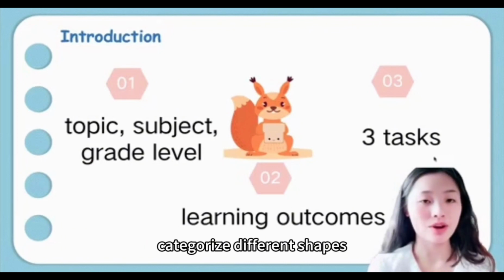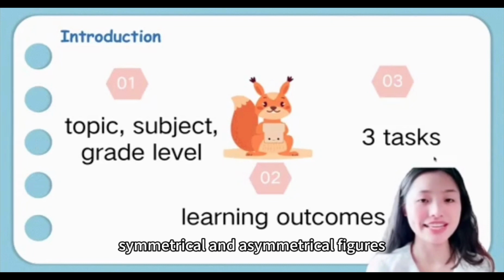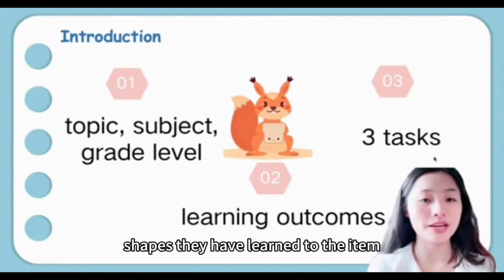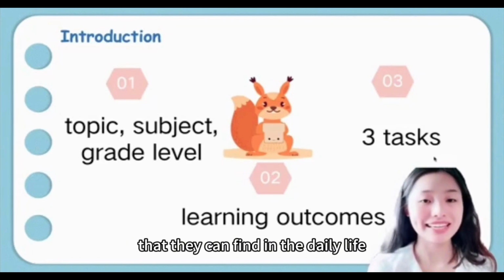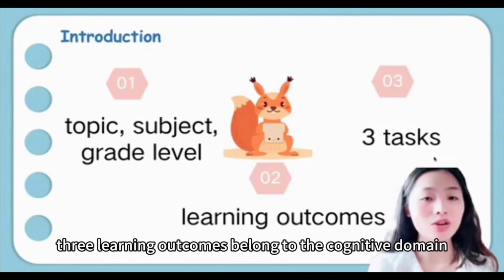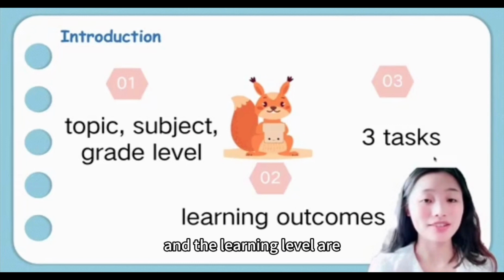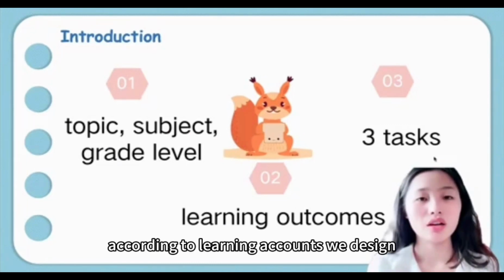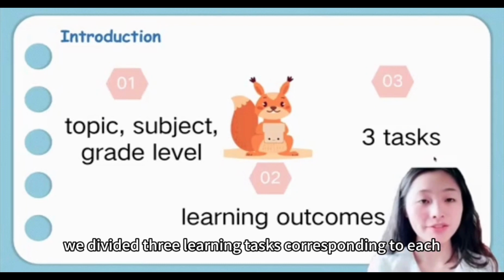Next is to categorize different shapes according to the properties of symmetrical and asymmetrical figures. And the last is to match 5 shapes they have learned to the items that they can find in daily life. All 3 learning outcomes belong to the cognitive domain, and the learning levels are 1, 4, and 4, respectively. According to the learning outcomes, we designed 3 learning tasks corresponding to each learning outcome.